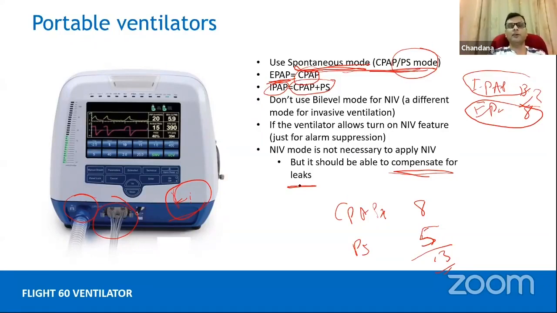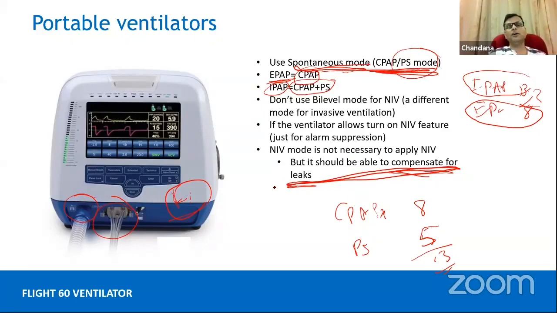The patient cannot ask for a breath. It's not BiPAP. It's some kind of weird ventilation. Don't try just any ventilator; try to use a ventilator with a spontaneous mode or CPAP support mode with some degree of leak compensation. You can ask the manufacturer, or you can ask somebody, an anesthetist, whether this can be used. So you can get some idea about whether the existing ventilator can be used.